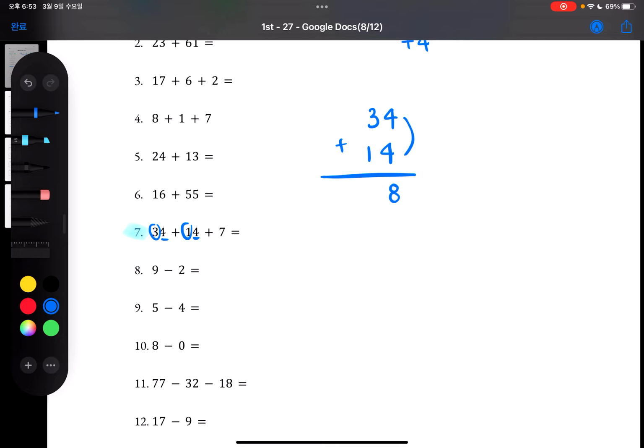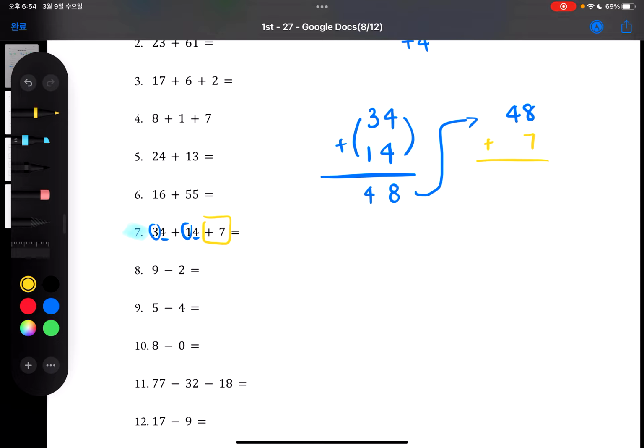And after that, we're going to add 3 and 1. 3 plus 1 is equal to 4. So we're going to put 4 under 3 and 1. So we got 48 for 34 plus 14. And now what we have to do is use that to add it with 7, because this question has 3 numbers. This is a 3-number addition problem.